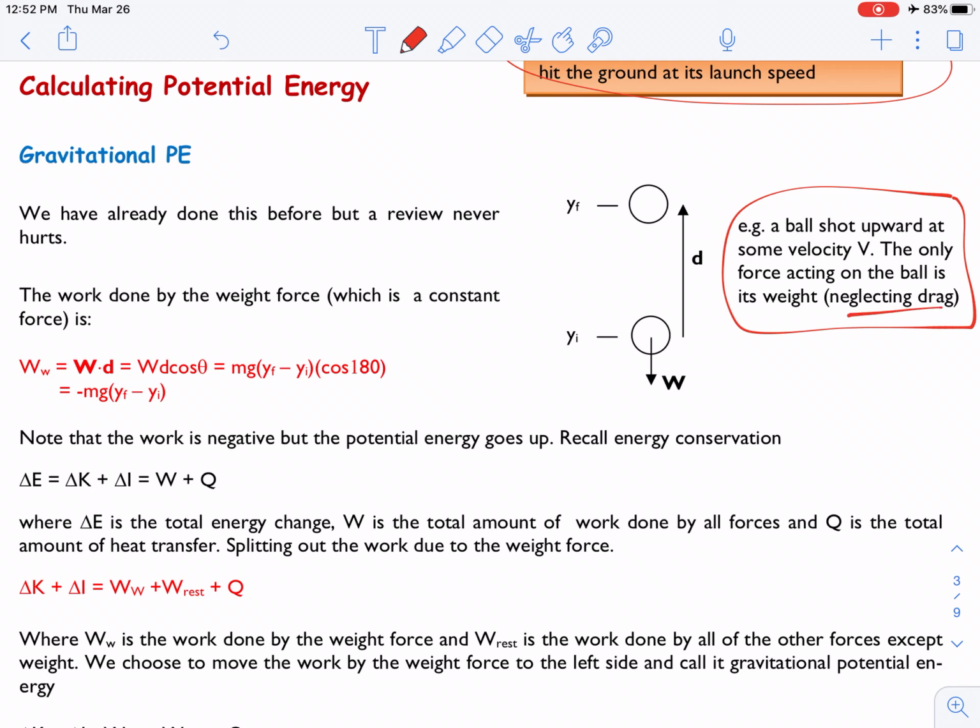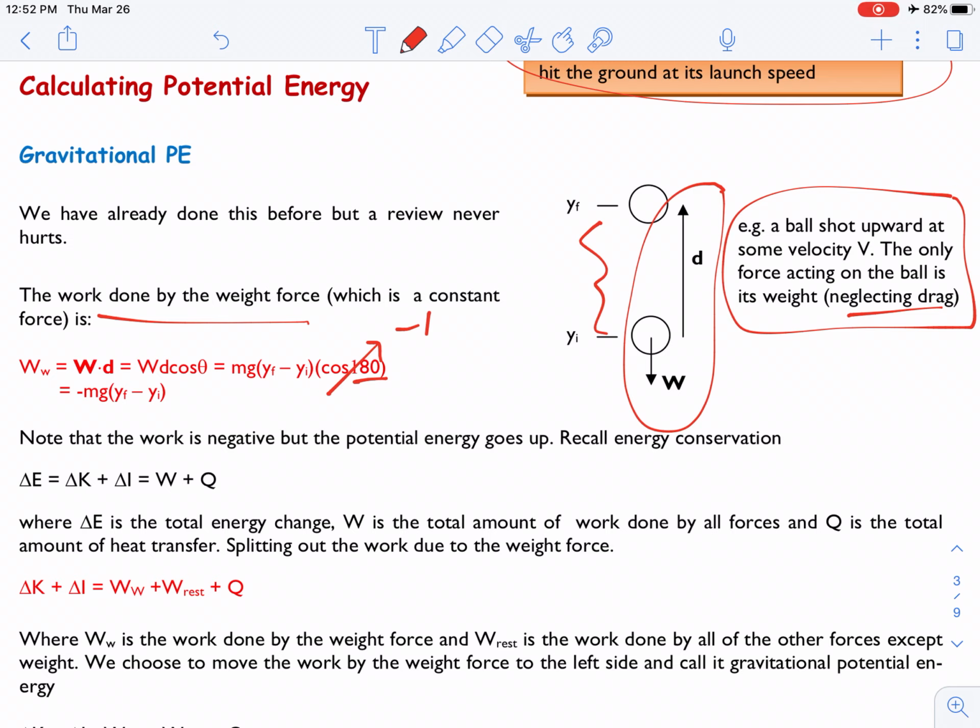The work done by the weight force, since weight force is a constant force, is W dotted with D, and that becomes W D cosine theta. What is W? It is mg, and D is the difference between initial and final, but it's always final minus initial. That's the displacement, and the angle between the weight force and the displacement is 180, so cosine gives you -1, and what you get is negative mg (y final minus y initial). So that's the work done by the weight force.